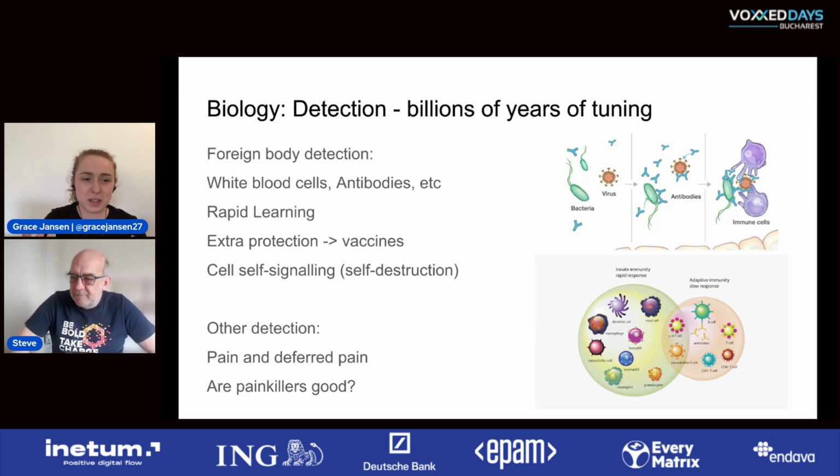And sometimes we can mask that with things like painkillers. So sometimes painkillers aren't necessarily a good thing because that pain is there for a reason. It's there to detect something that's wrong or maybe an infection within the body. So yeah, loads of different ways to detect.